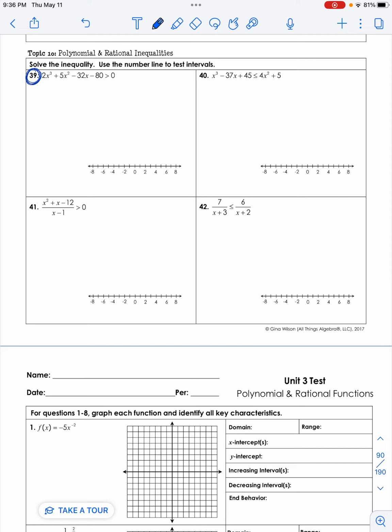Okay, moving on now to 39. We need to use the number line and then test intervals. And so I want to know where this function is positive and above the x-axis. I'm going to do this one next in a separate video. So stay tuned for part 2 of the Unit 2 test.